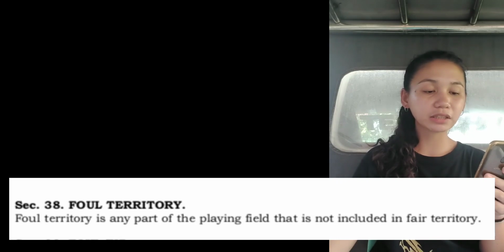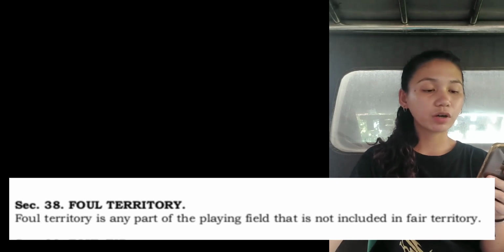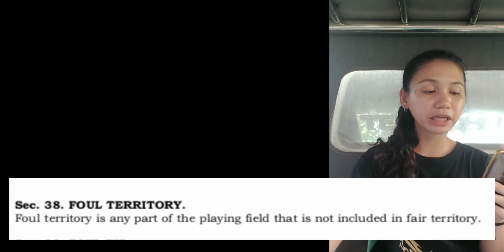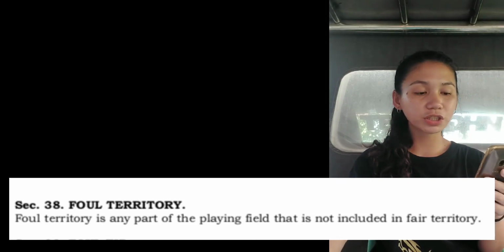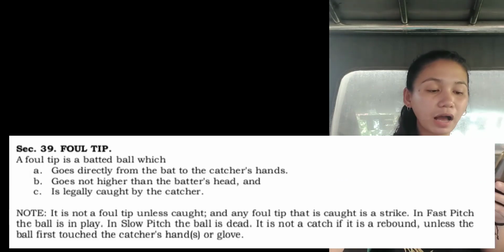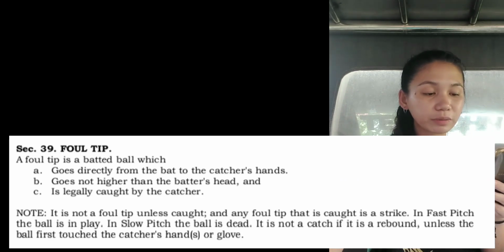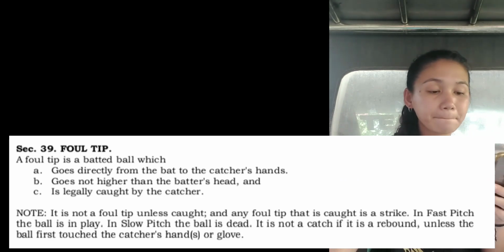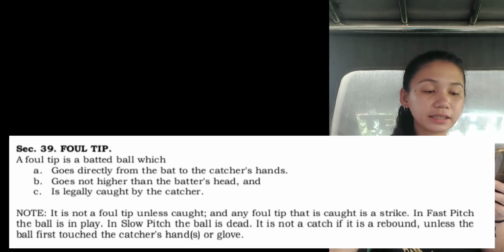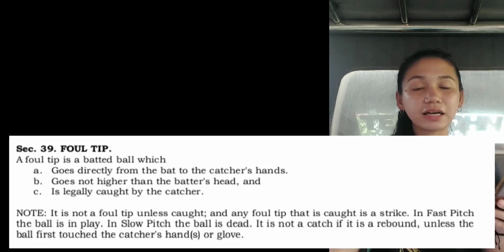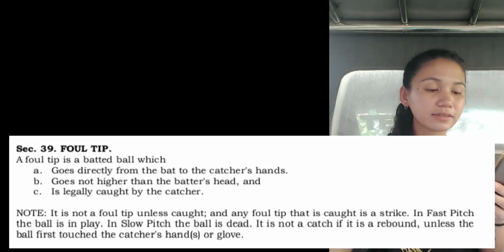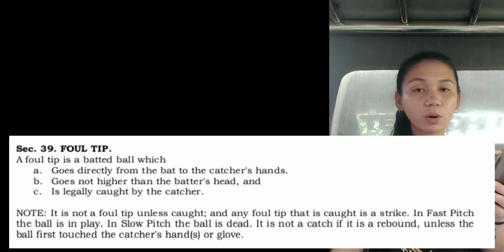So Section 38, the foul territory. Foul territory is any part of the playing field that is not included in fair territory. So Section 39, the foul tip. A foul tip is a batted ball which A. goes directly from the bat to the catcher's hands, B. goes not higher than the batter's head, and C. is legally caught by the catcher. So that is Section 39, the foul tip.